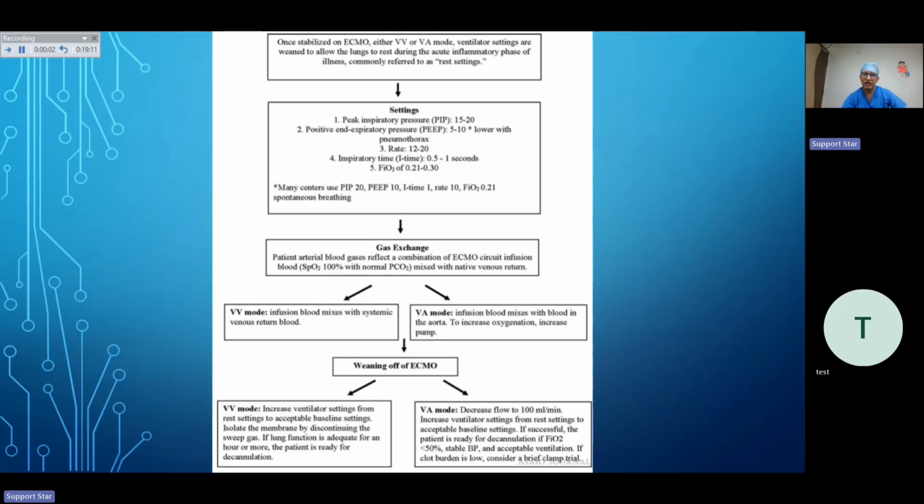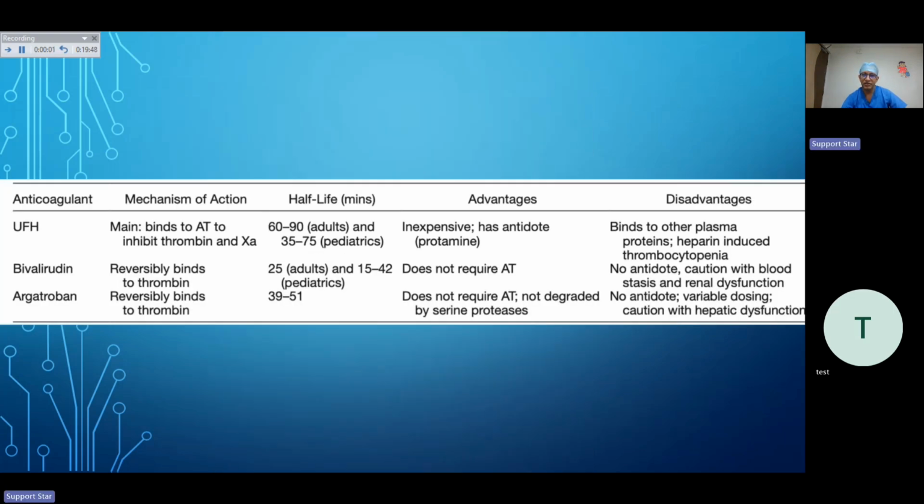So when you put the patient on ECMO, you put the patient on rest ventilation, targeting a peak plateau pressure of less than 20, a rate of around 12 to 15 or 20, with a lower inspiratory time, and an FiO2 of 0.21, 0.25, maximum 0.3. And then the gas exchange happens in the ECMO circuit. And once you're on weaning, you increase your ventilation in VV ECMO. And in VA ECMO, you come down on the flow and you test your heart with your echo. And lactates have to be normal.